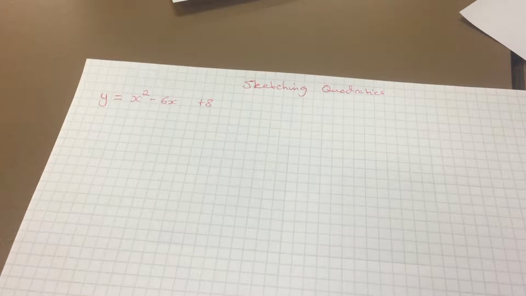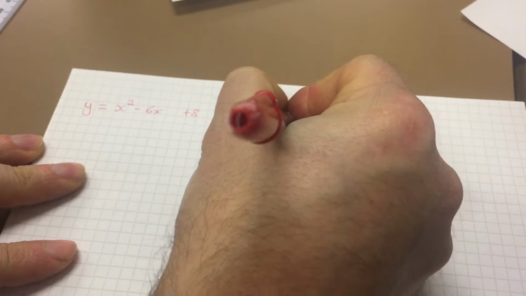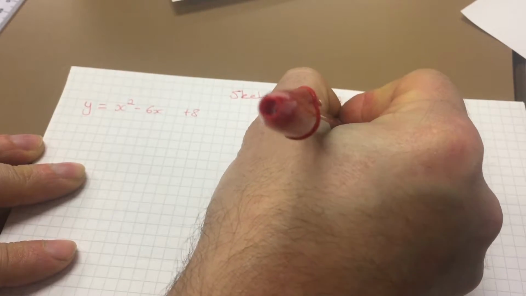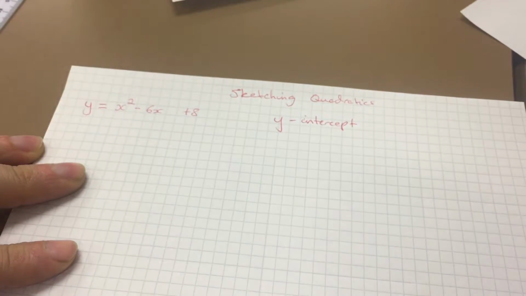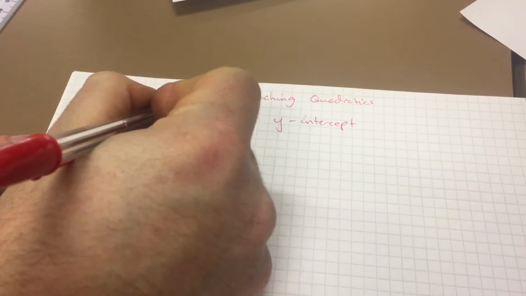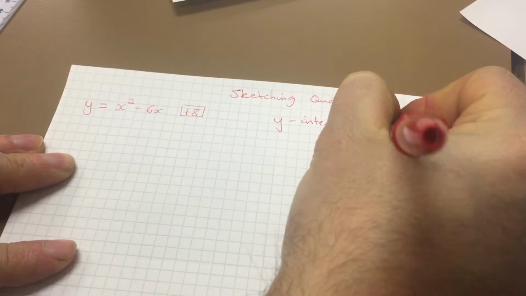Okay, what if you're asked to sketch y equals x squared minus 6x plus 8, or something similar, a more complicated quadratic? Well, there's some important information you need for your sketch. The y-intercept. That's really easy to find. That's the value that's being plus or minus at the end. So it's plus 8 in this case. So the y-intercept is 8.